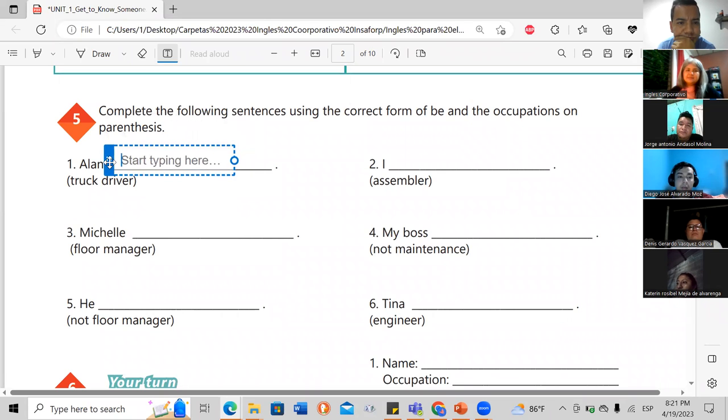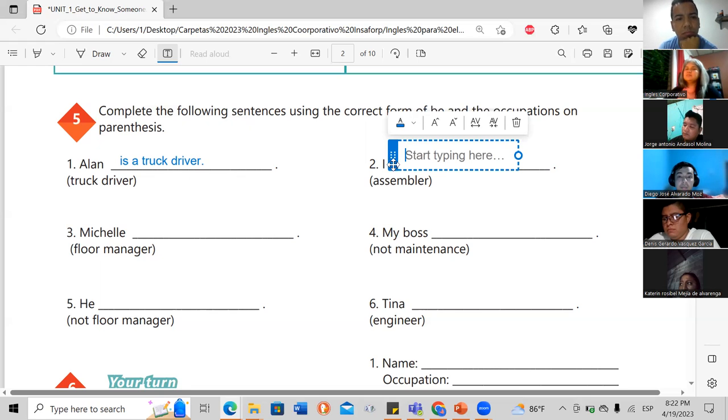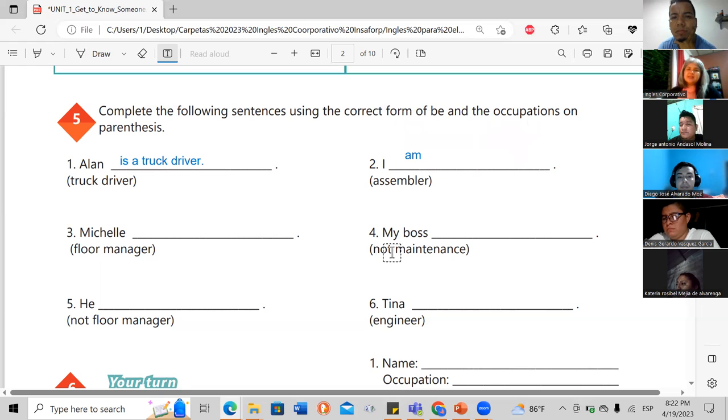Alan. Truck driver. Is a truck driver. Okay, very good. Pueden irlo llenando ustedes si pueden también en su computadora, ¿ok? O en su teléfono, o si lo imprimió, también lo puede ir llenando. O en su cuaderno, luego lo llena. I am not. Aquí sería positivo porque no tiene el not. Aquí sí sería negativo, ¿eh? Porque tiene el not.